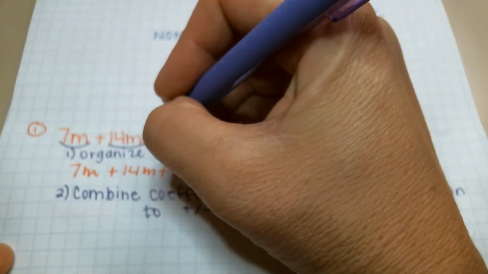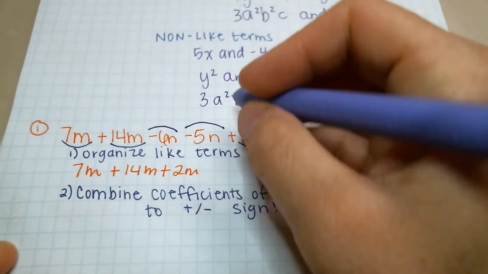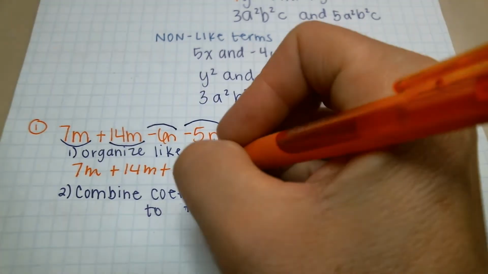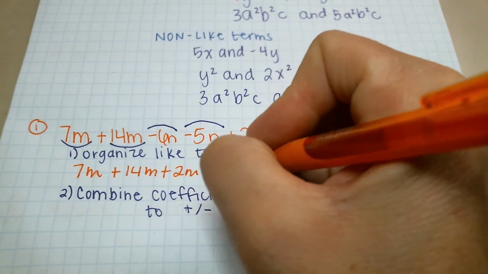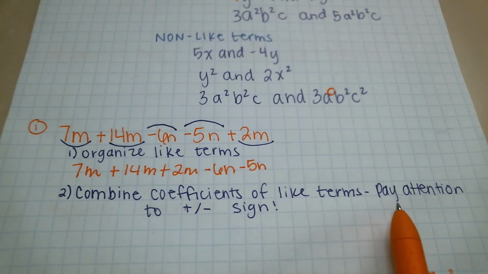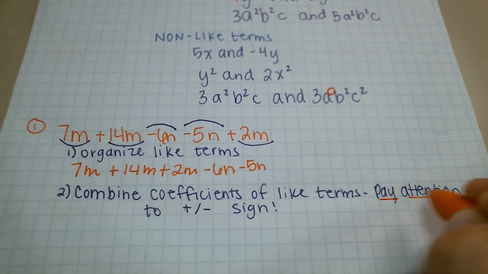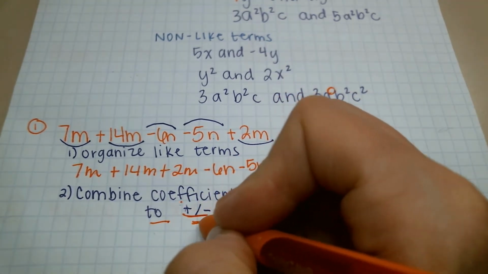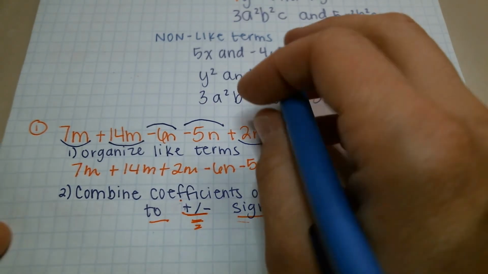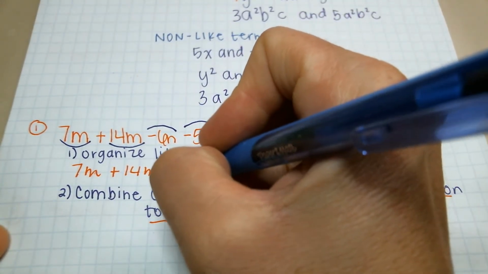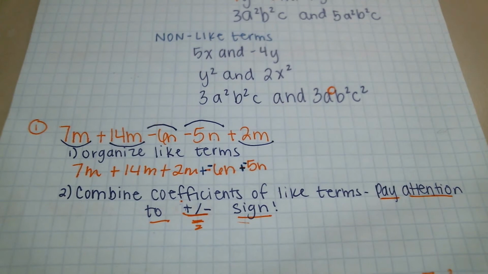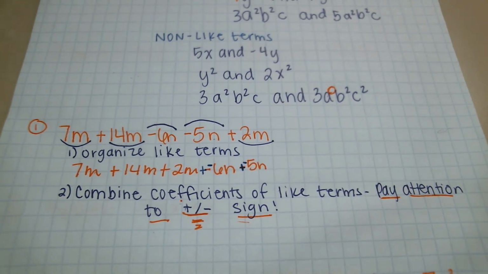And then I've got this minus 6n and minus 5n. Now those are both like terms because they both have n, and n is their variable. So I'm going to write minus 6n minus 5n. Now, step 2 is to combine coefficients of like terms. This is very important. Pay attention to the plus and minus sign. So what I mean is, if you're not comfortable with integers, then you want to go through and rewrite minus signs as plus a negative 6n, plus a negative 5n. So you realize that if it's a minus sign in front of the term, it makes the term negative.